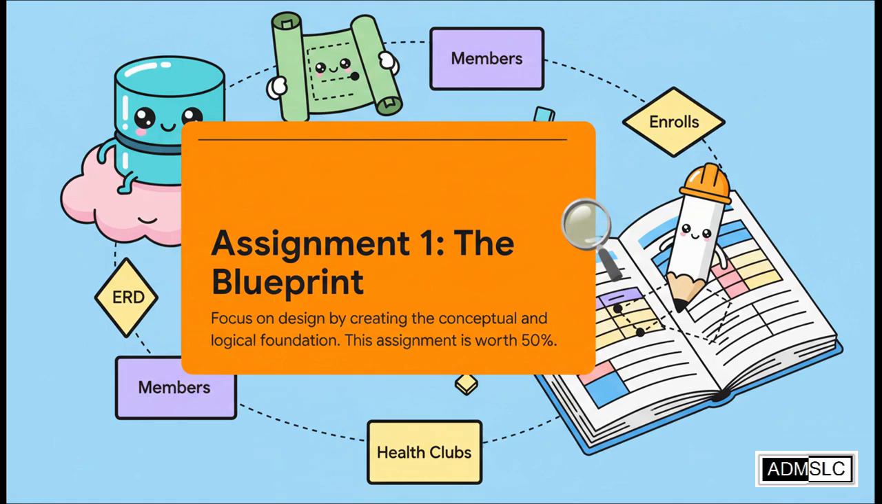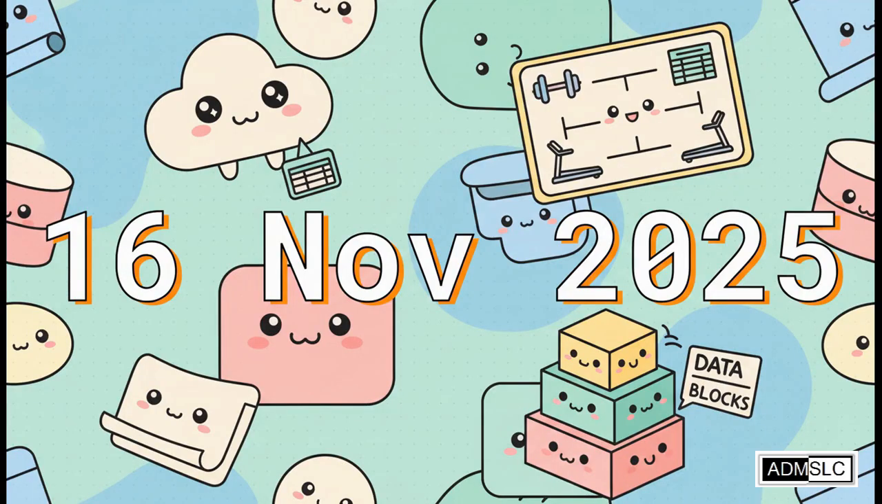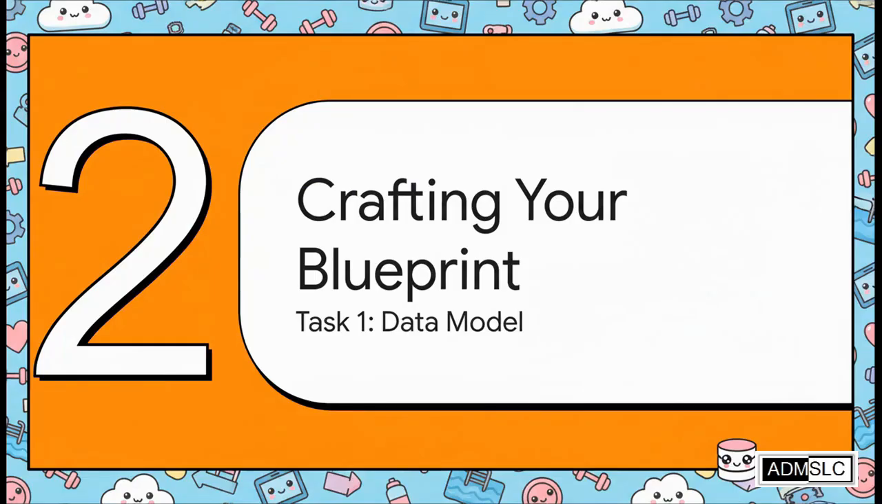This is your chance to build a rock-solid foundation, and it's a big deal. It makes up half of your total grade for the module. And you're going to want to mark your calendars for this one. The deadline is Sunday, November 16th, right at 11:59 p.m. Next up, let's get into the main event, crafting the blueprint itself.